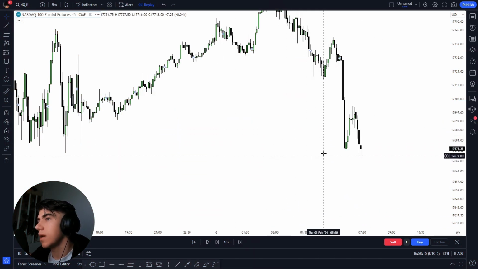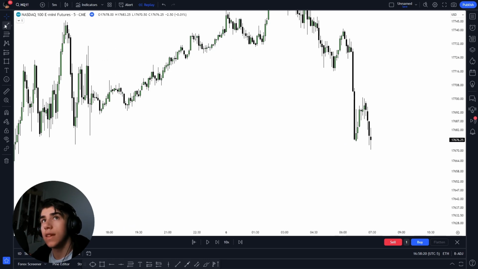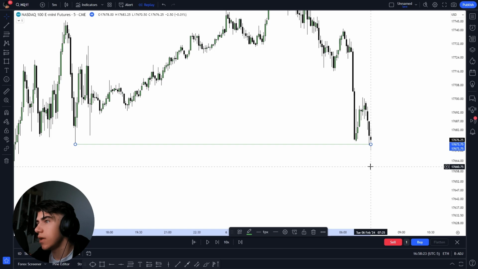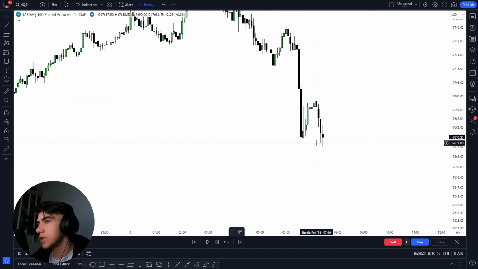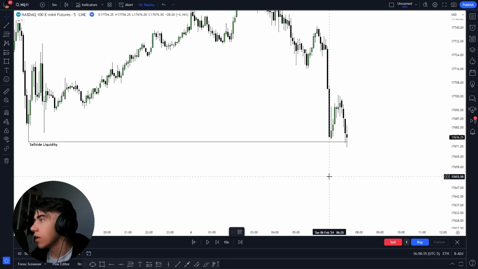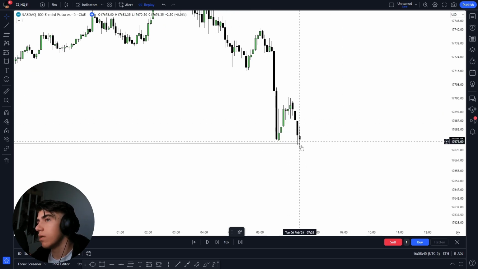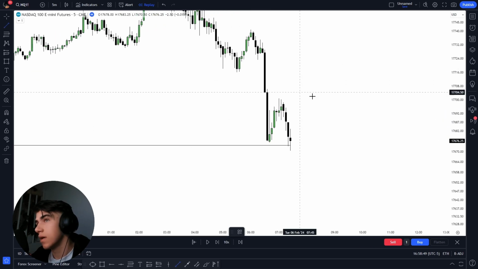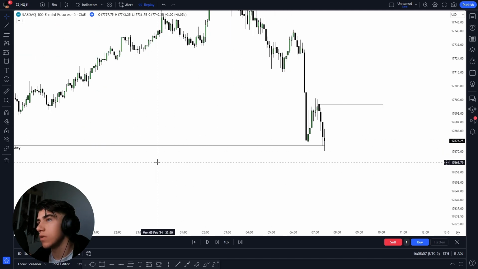All right, this would be a perfect example of a change in state of delivery. We have a level of sell side liquidity right here. This sell side liquidity on a 5-minute chart gets swept by this candle here. Now, depending on what time frame you're looking at, the change in state of delivery may come faster or slower. So in this case, we are on the 5-minute chart. So where would the change in state of delivery be here? The change in state of delivery would be right here, because these are the consecutive bearish candles that took out a level of sell side liquidity.